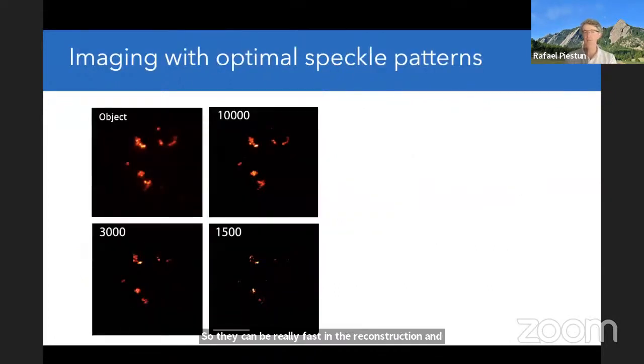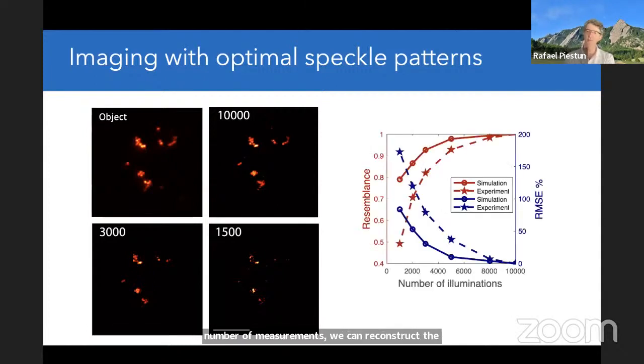And what is most important is that these are fluorescent beads inside a brain sample, actually, not ex vivo. But what you can see here is that even with an order of magnitude reduction in the number of measurements, we can reconstruct the image. There is, of course, a penalty. The fewer measurements we make, there's going to be a penalty in mean square error or as a metric. But in general, one can think of reducing the acquisition time by an order of magnitude using compressive imaging.